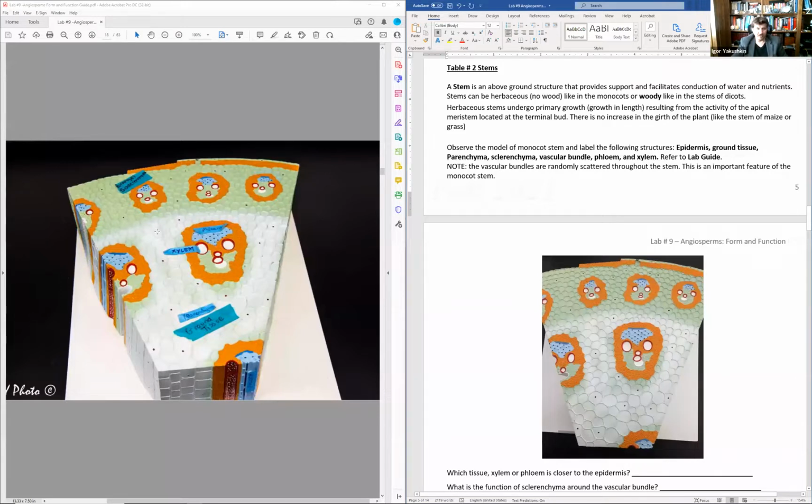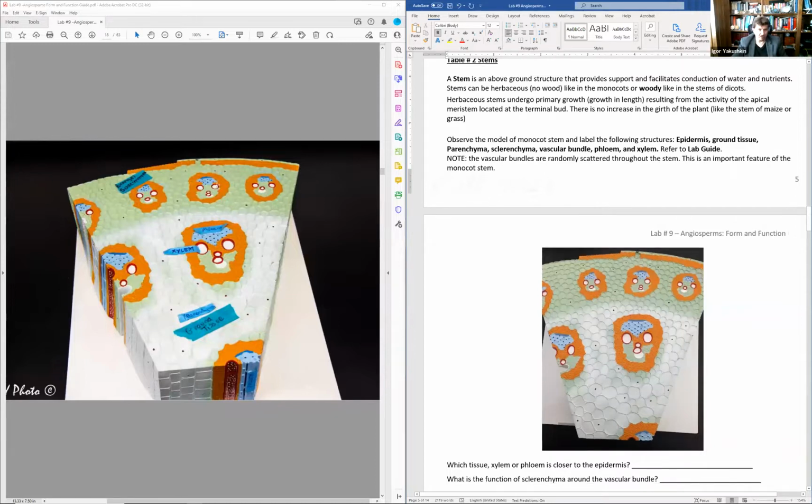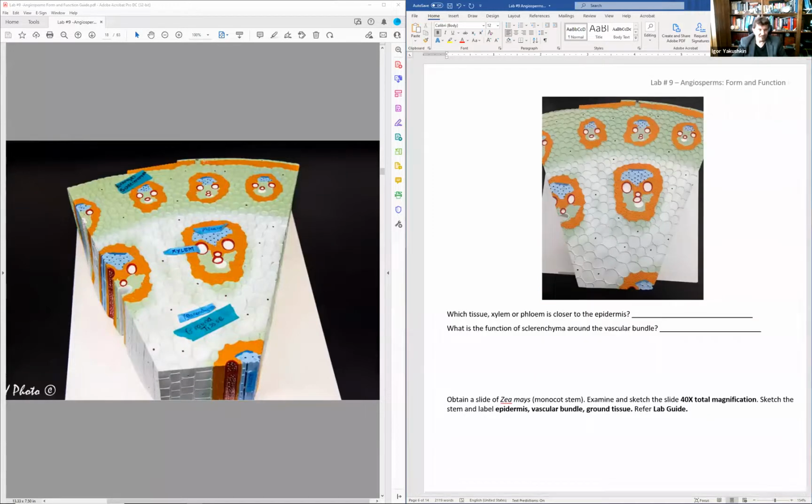Now, let's take a look. Which tissue, xylem or phloem, is closer to the epidermis? Well, epidermis right here. Let's take a look at this vascular bundle. The phloem is facing outwards. The xylem faces inward. If you look at this particular vascular bundle, the phloem is facing outwards, the xylem facing inwards. So the one which is closer would be the phloem.